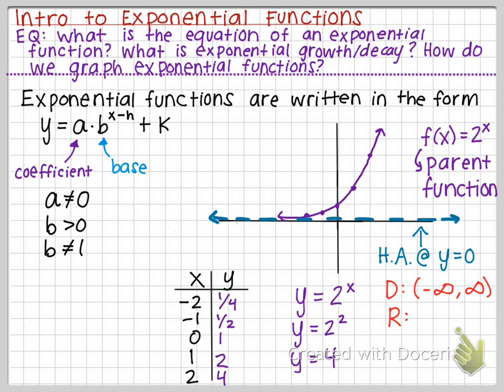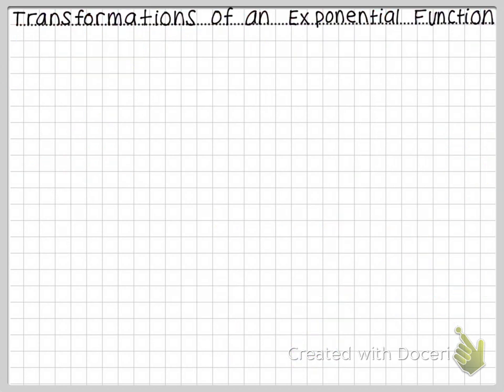Our range is our y. So if we start down here, see how the graph's never going to be below this horizontal asymptote? So it's going to be from 0 all the way into infinity. Our y is only going to be from 0 to infinity.